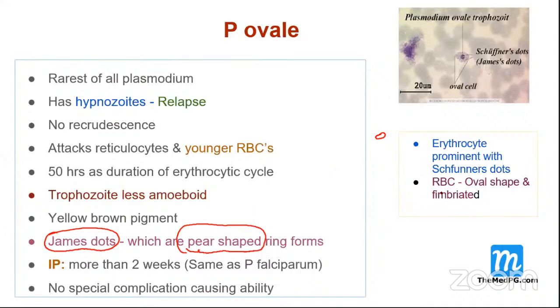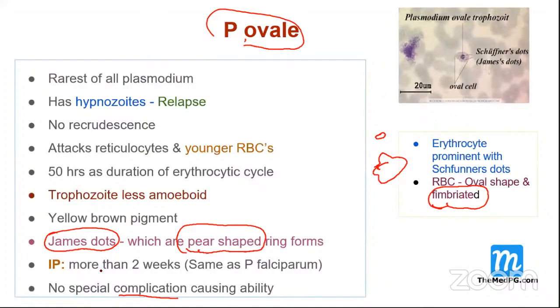And very important thing is that if you observe the RBCs, sometimes these RBCs will have some finger shaped projections. They are called what? Fimbriae. So RBCs containing fimbriated or finger shaped projections are a common feature of Plasmodium ovale. And there are no special complications or any such big problem associated with ovale. This point you need to remember.